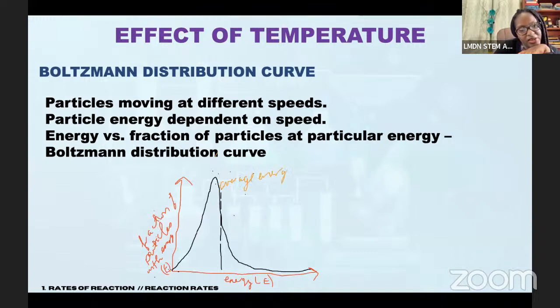Average energy. And then down here, as it starts to level off, somewhere like here, that would be our activation energy. And we said the activation energy is that minimum barrier, that minimum amount of energy that you need to have the reaction proceed, right?